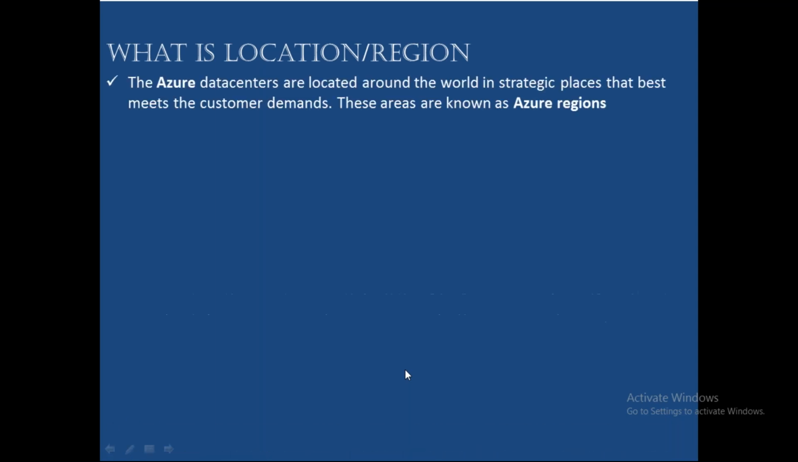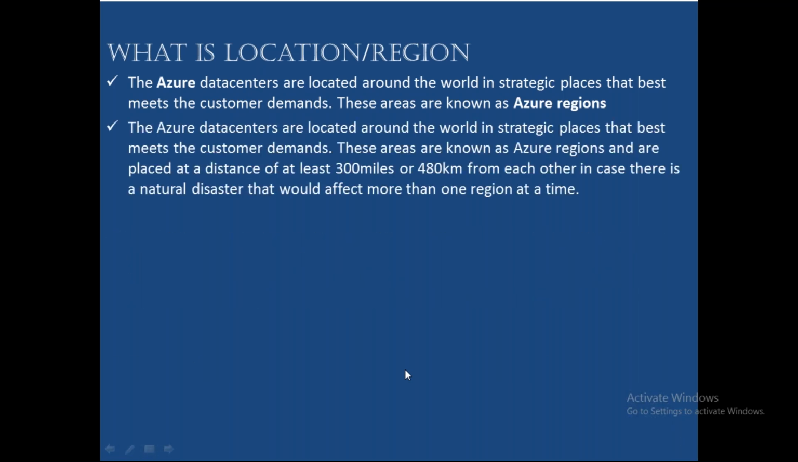Okay, now you see, Azure data centers are located around the world in strategic places that best meet customer demands. These areas are known as Azure regions. Okay, so data center means, to maintain all your infrastructure, servers, storages, network, everything, we need some physical location. That physical location is nothing but a data center. These data centers are called Azure regions.